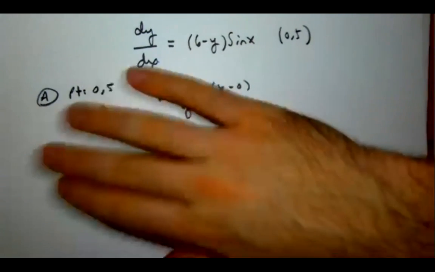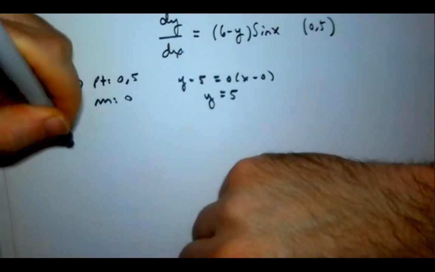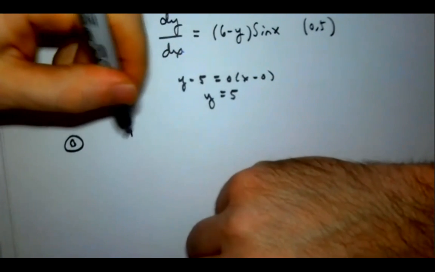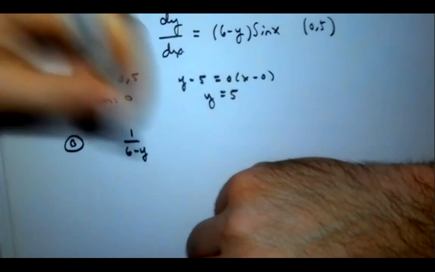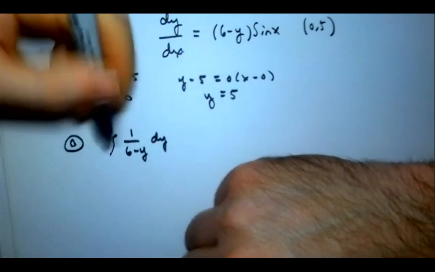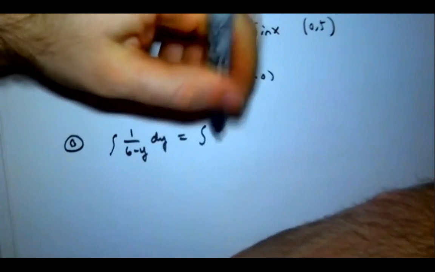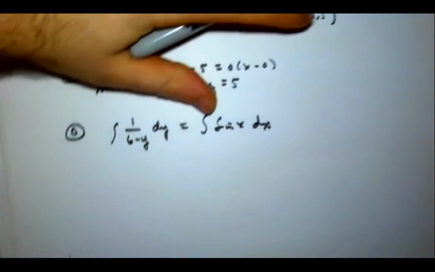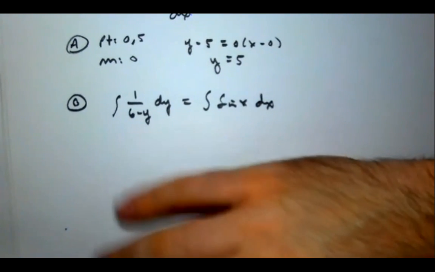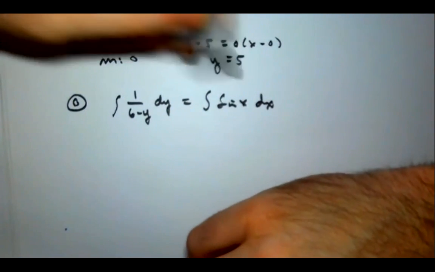And then for part B, that's your differential equation stuff. So we would start by splitting the variables. So that's 1 over (6 minus y) dy is equal to the integral of sine x dx. And we want to say, how do we integrate both sides? On the left, you would need u substitution. On the right side, that's just going to be regular integration.